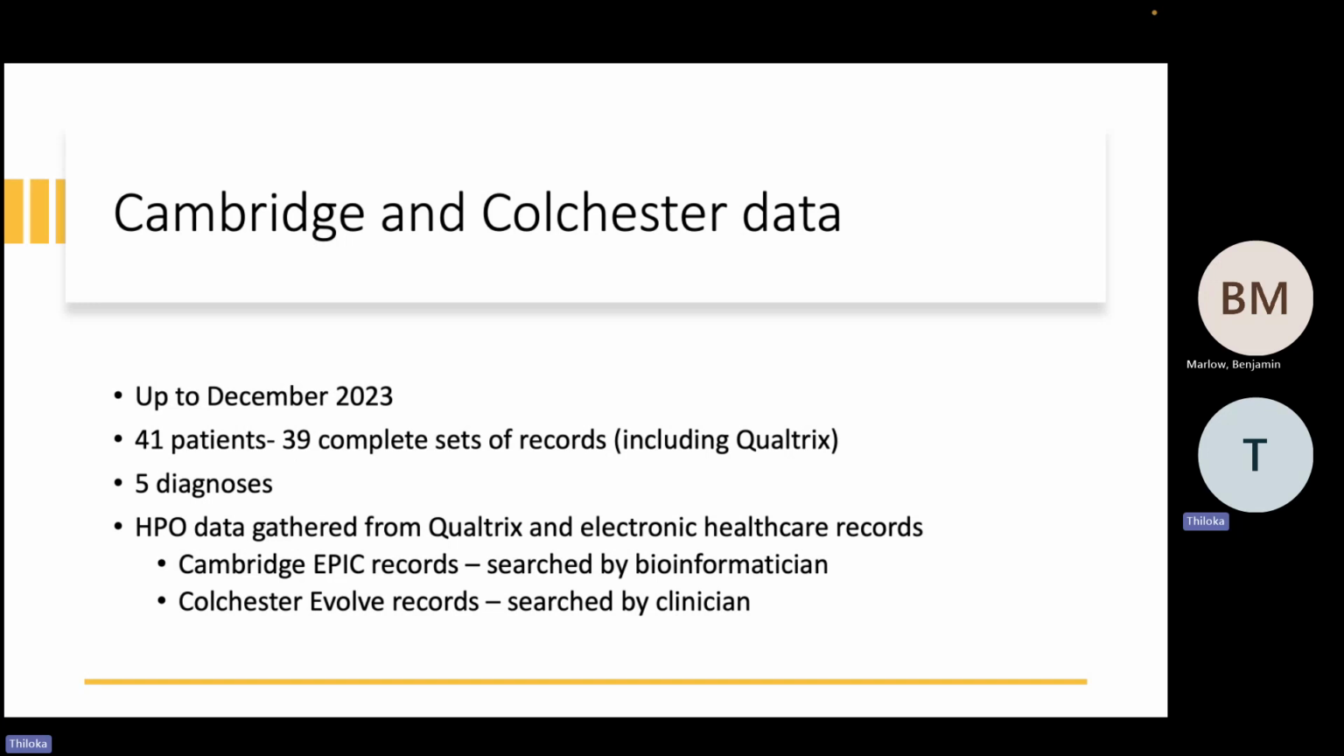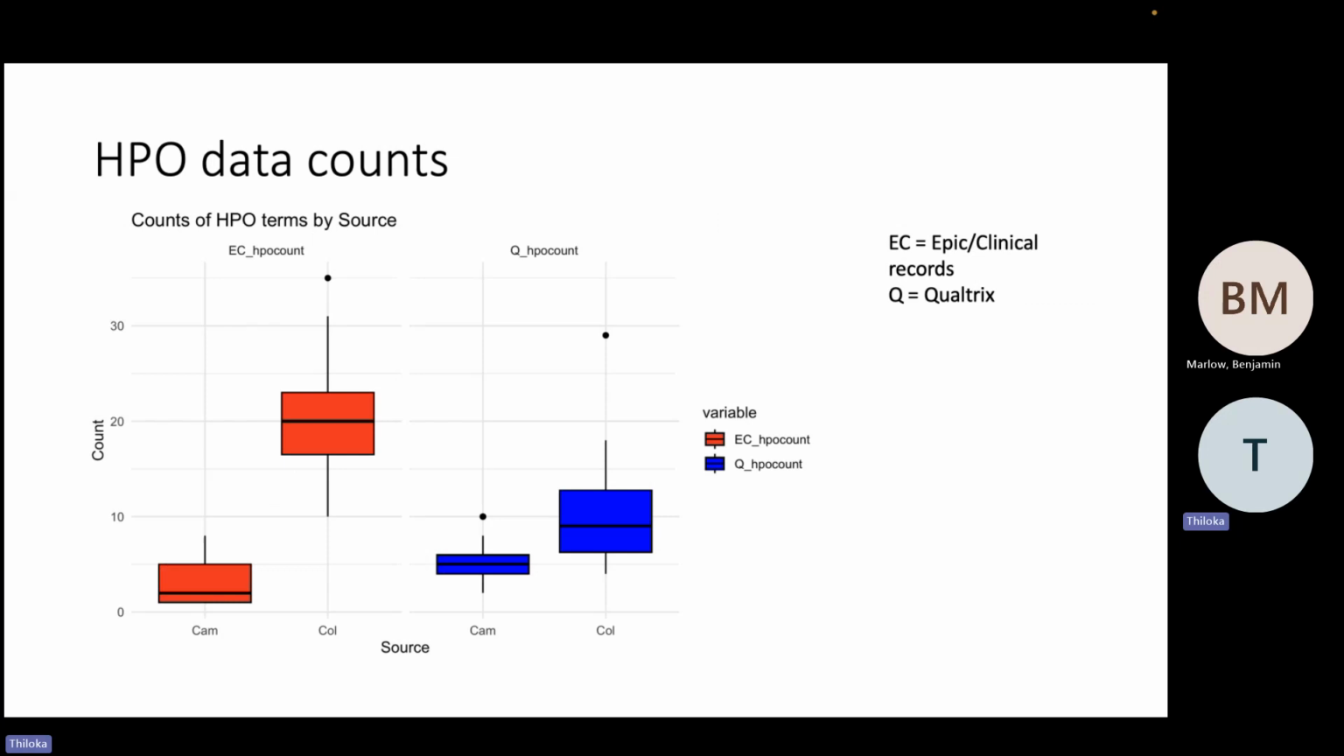Cambridge records, the EPIC records, have been explored by a bioinformatician, and then the Colchester Evolve records have been searched by myself. When you look at the number of unique HPO terms that we've collected for each patient, as you can see, from the Colchester electronic records we have a lot more, and that's because I've basically just gone through each of the scanned Evolve records. And the Qualtrics HPO counts are fairly similar, but perhaps a few more in Colchester.